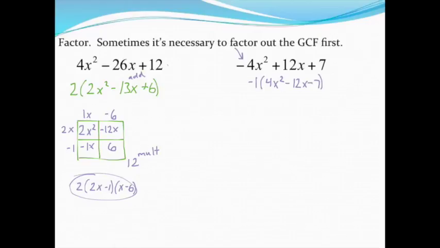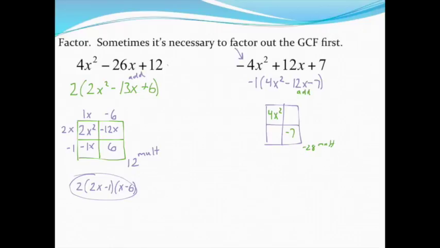You do not want to use the box method with a negative a value. So even like I said, if all you can do is take out a negative 1, then do that so you have a positive a value. So let's go ahead and do the box method one more time. Hopefully it's getting a lot easier. Otherwise, go back and rewatch or pause and try some of these. First term in the first box and last term in the last box. Multiply those together. So I need 2 numbers now that multiply to negative 28 and add up to negative 12.